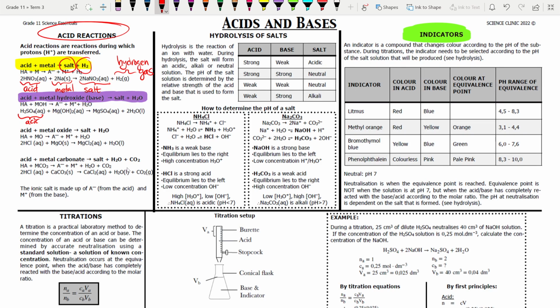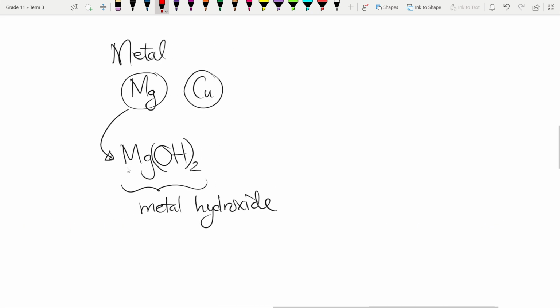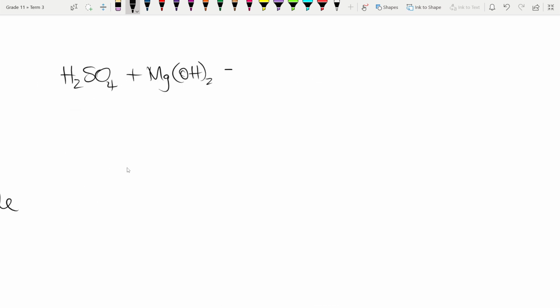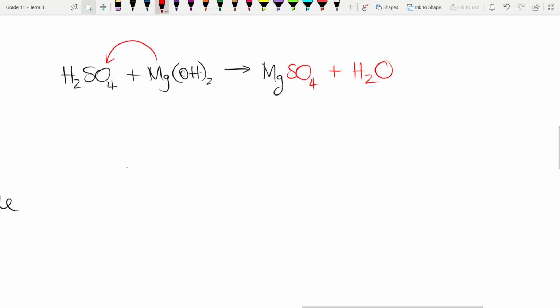There's the acid, there's the metal hydroxide. The product is always a salt and water. So if I just show it here, H2SO4 plus Mg(OH)2 is going to have Mg take these ions, so MgSO4, plus H2O. The other thing is water.